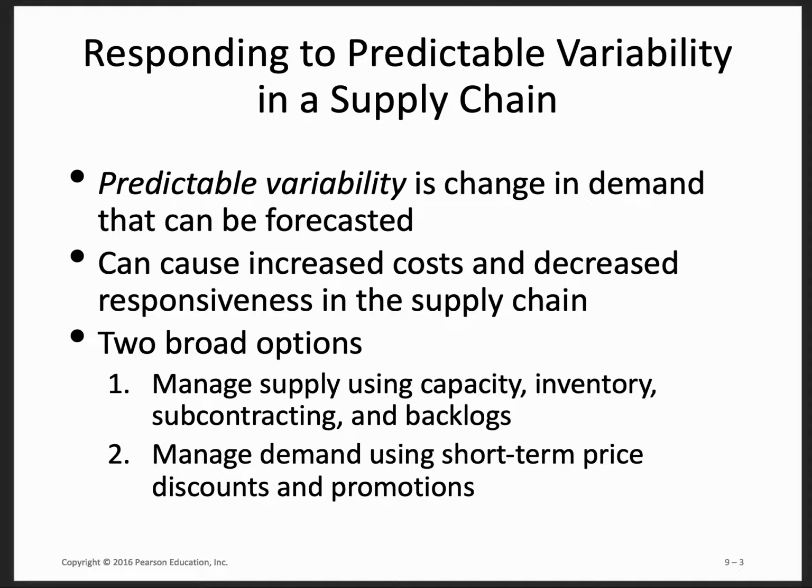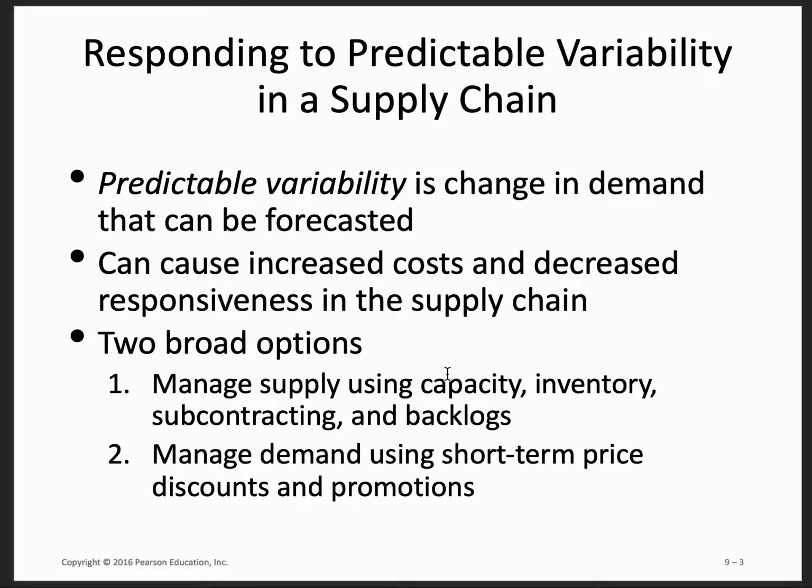If you don't manage this predictable variability well, then it can result in increased costs and also decreased responsiveness in supply chains. And there are two broad options of managing predictable variability. One is managing the supply, and the other is managing demand. Let's talk about this. The way you manage supply is using capacity. By capacity, we mean production capacity, inventory, having backlogs and not having backlogs, maybe even having some subcontracting. So that's the supply side.